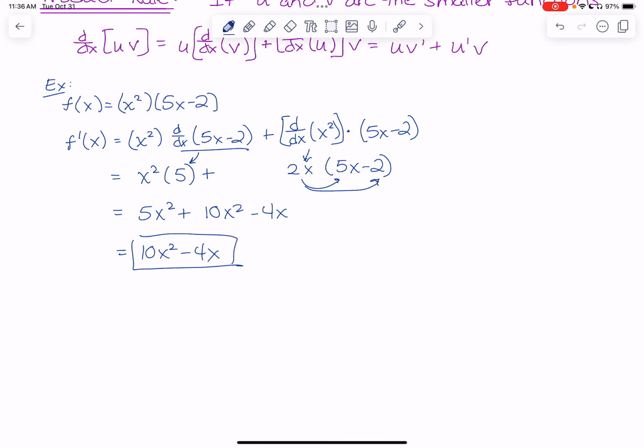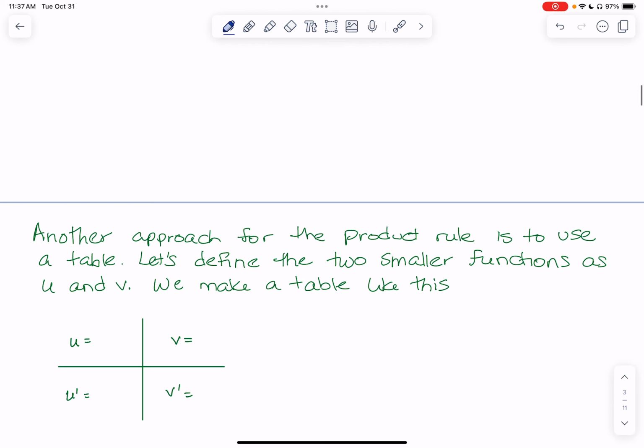So this is kind of the way that we've been doing it a lot in class. We've been working with this method. And I want to show you another method that might be a little bit easier or more organized, that will help you take this one step at a time. So let's talk about that.